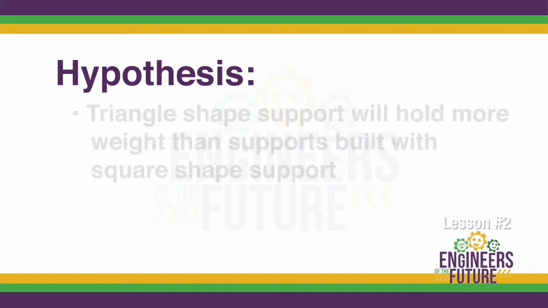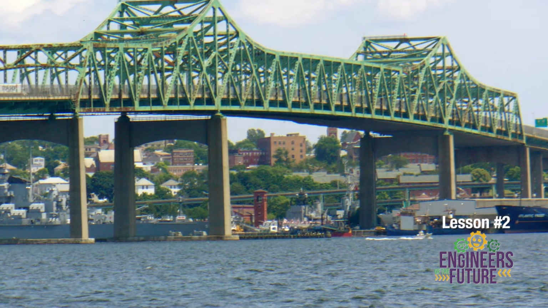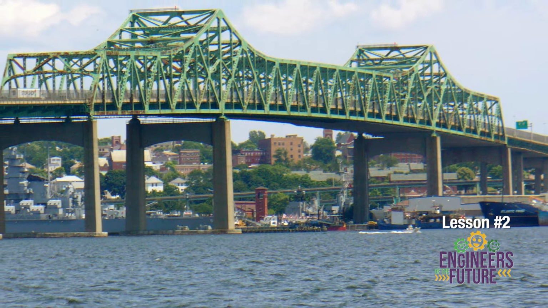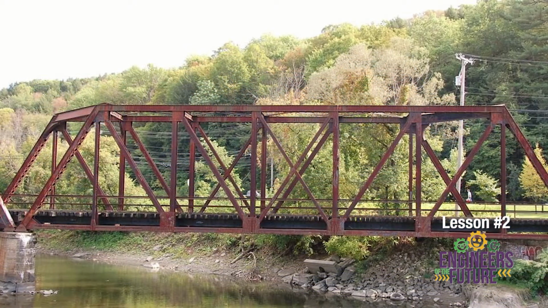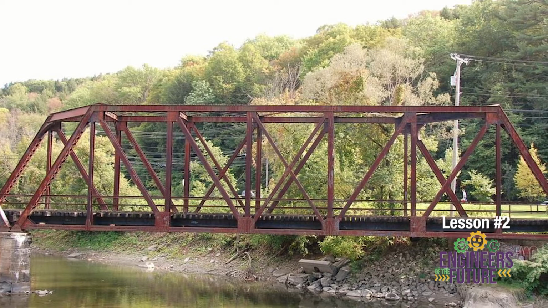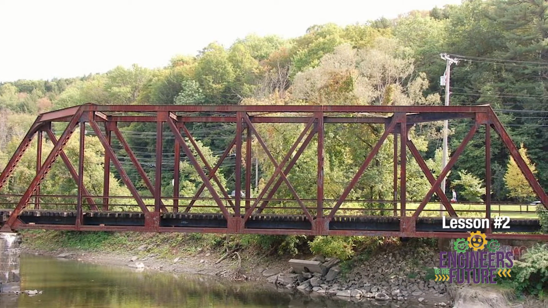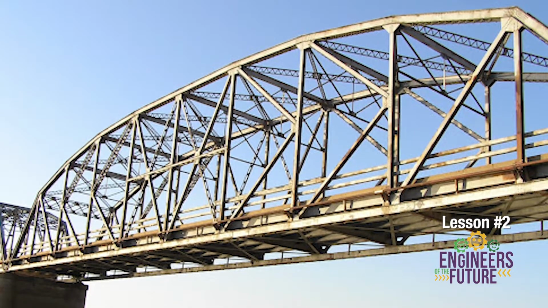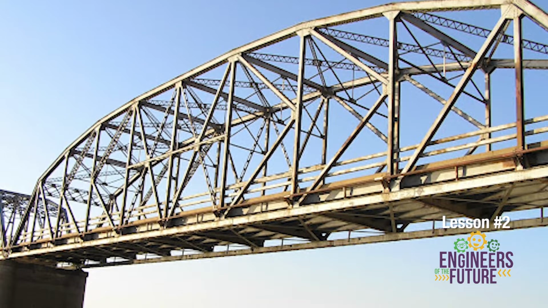So our hypothesis is if a bridge is built with triangle-shaped supports, then it will be strong enough to hold more weight than a bridge built with square-shaped supports. The background on these bridges is they're purposely designed or engineered using geometric shapes that distribute force, thus making the structure strong enough to bear weight. Forces are the push from the weight being placed on it. The bridge must bear not only the weight of the materials used to make the bridge, but also the weight of any traffic traveling across it.